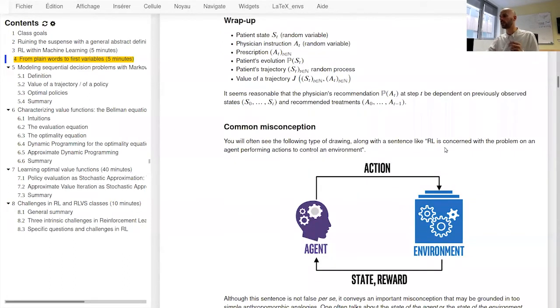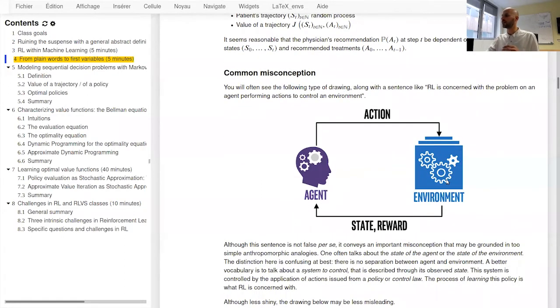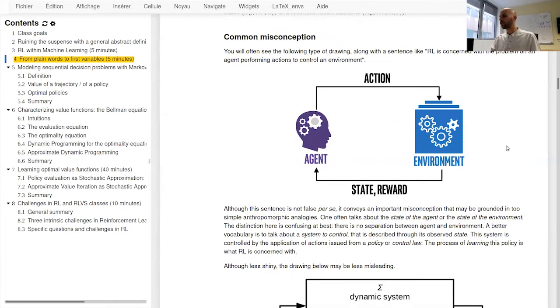You will often see the following type of drawing. You can probably find that in your web browser by typing reinforcement learning in your favorite search engine. You will often see the following type of drawing along with a sentence like, reinforcement learning is concerned with the problem of an agent performing actions to control an environment. Although this sentence is not false per se, it conveys an important misconception that may be grounded in a too simplistic anthropomorphic analogy. Generally, next to this drawing, you have the drawing of a maze where a robot tries to navigate in a maze and exit the maze.